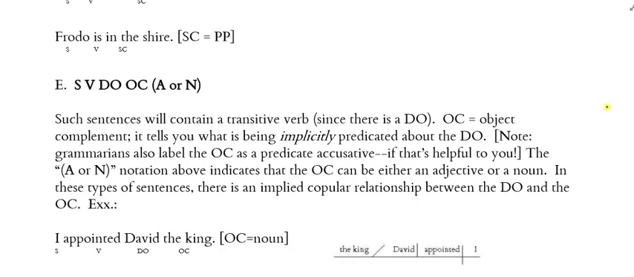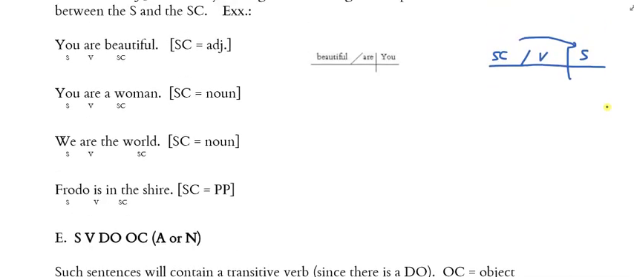Now, for E, here, just for fun, I know this is fun, right? Do we are the world. Just draw that on your sheet. Is that what you have? We are subject complement the world.